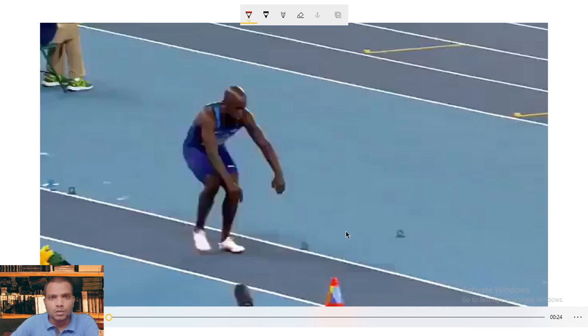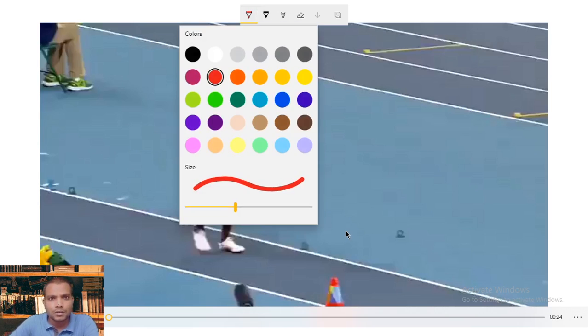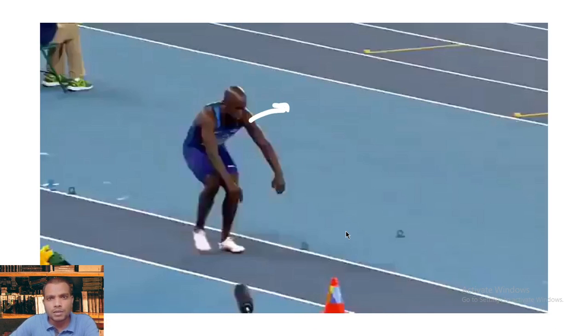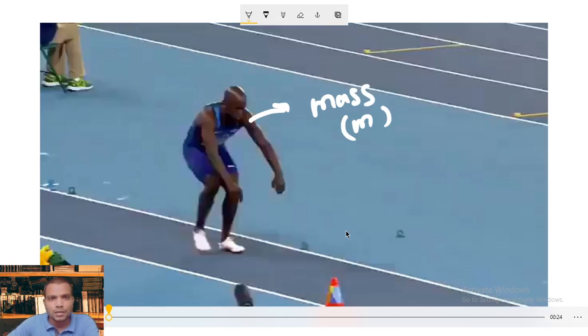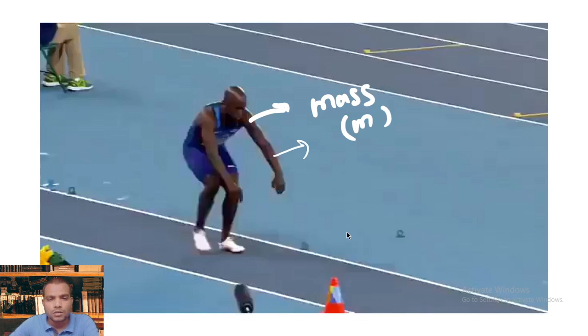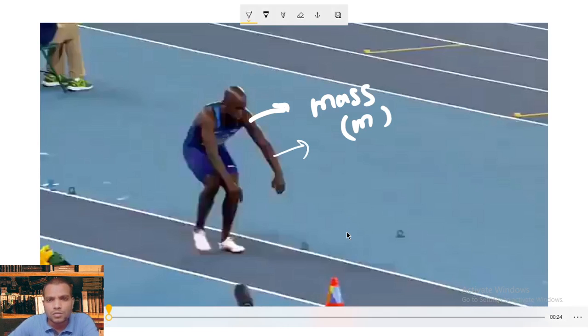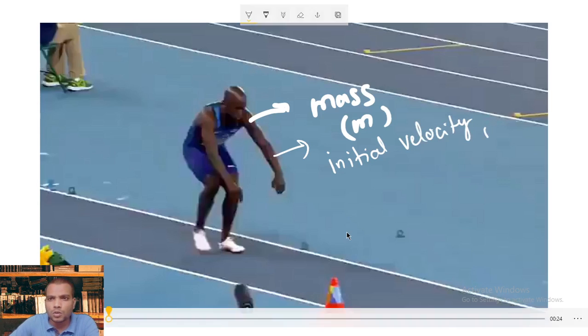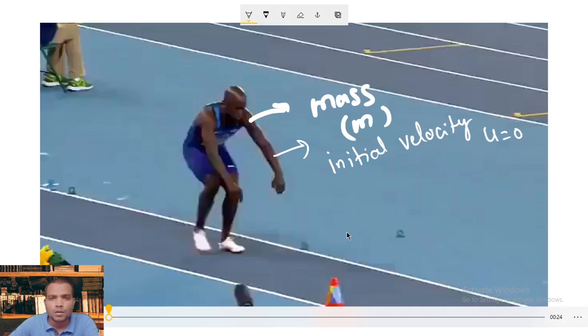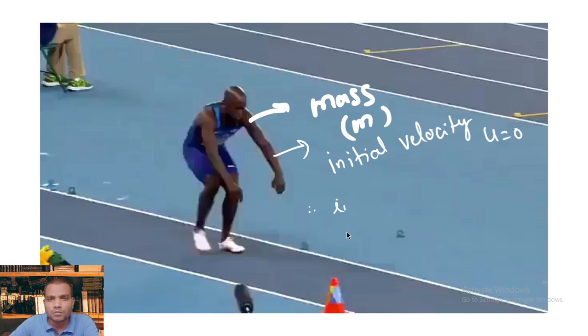Now, this person has mass. If I take this mass equal to small m, and initially he is at rest. Now he is not moving, so his initial velocity u equals 0.